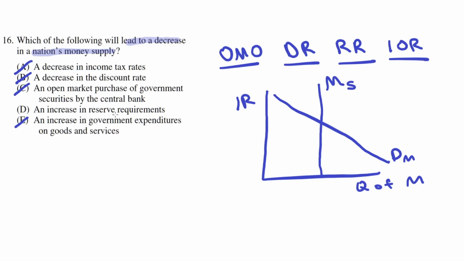D. An increase in reserve requirements. The reserve requirement is essentially how much money a bank is required to hold based on the deposits they take in. If they increase the reserve requirements, the banks will hold more money and loan out less. Because they're loaning out less money, this would lead to a decrease in the money supply. Therefore, the correct answer is D.